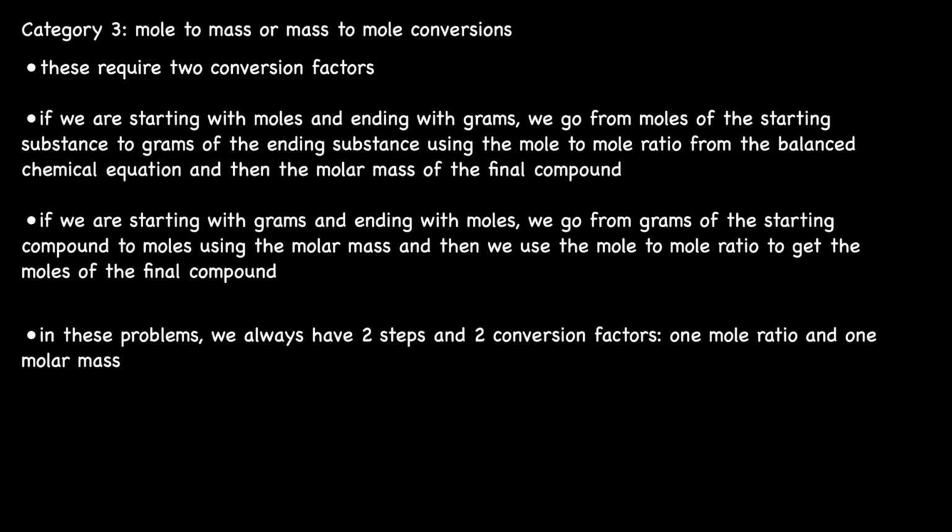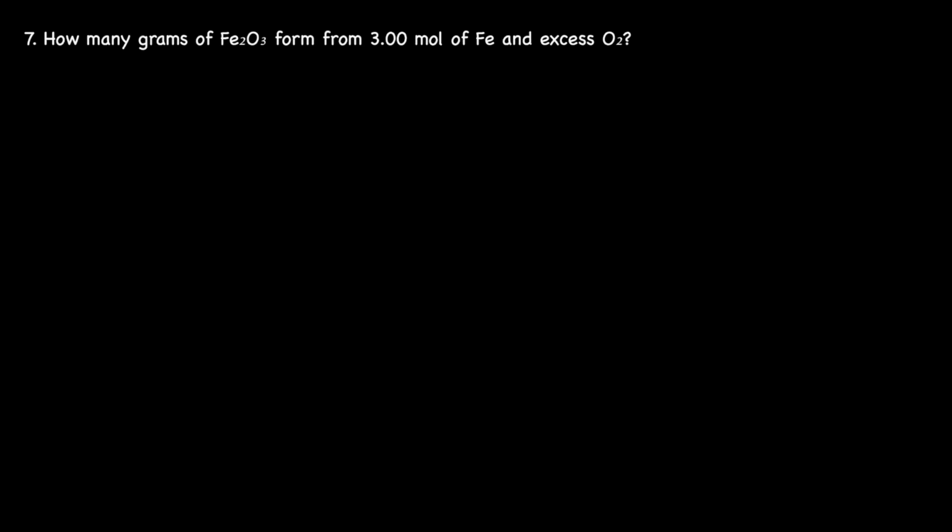the final compound. If we are starting with grams and ending with moles, we go from grams of the starting compound to moles using the molar mass, and then we use the mole-to-mole ratio to get to the moles of the final compound. So in these problems, we always have 2 steps and 2 conversion factors, 1 mole ratio and 1 molar mass. Number 7.